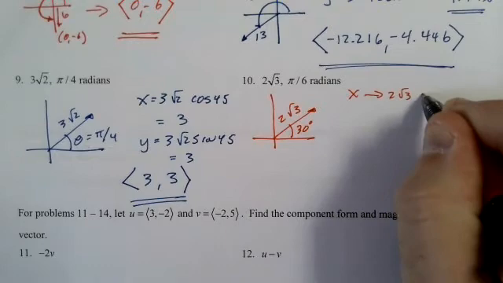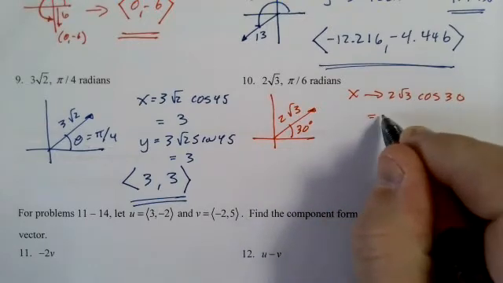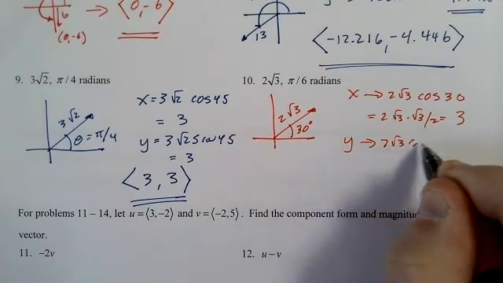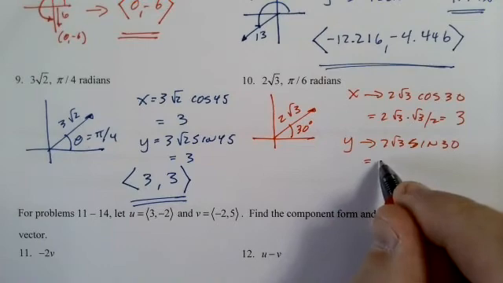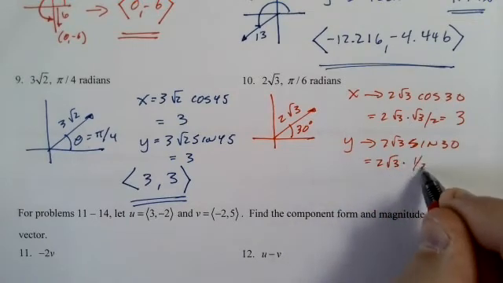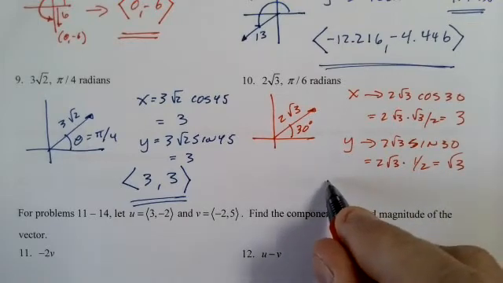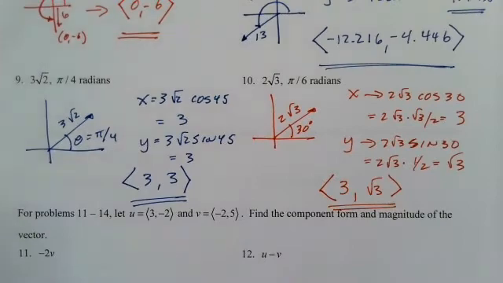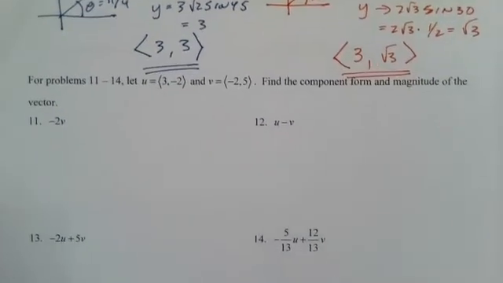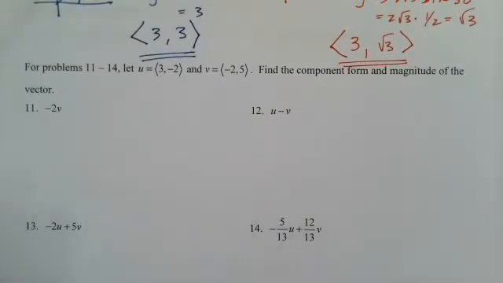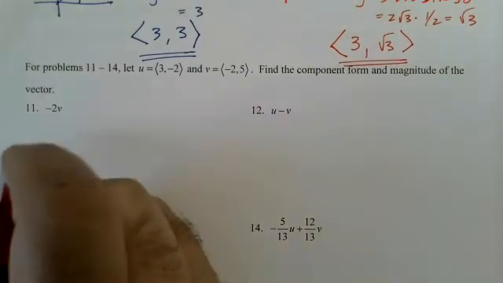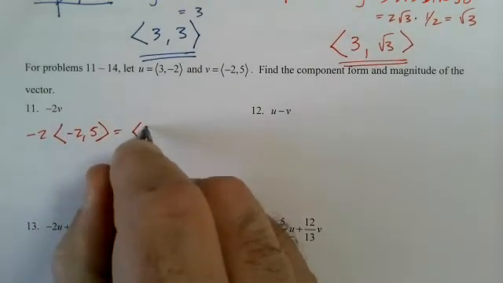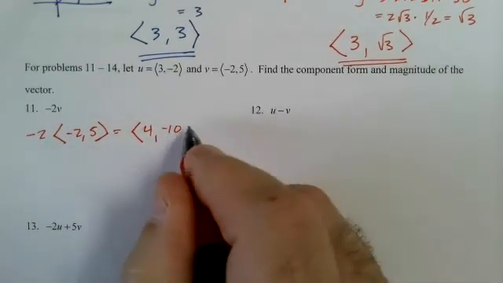X, 2√3 cosine of 30, 2√3 times √3 over 2, also known as 3. Y, 2√3 sine of 30, √3. Comma √3. All righty. Onwards. U equals this, V equals that. What are we messing with? Well, -2 times V. So -2, comma 5, so (4, -10). Wants the magnitude.